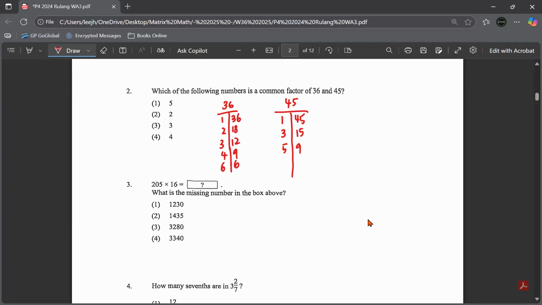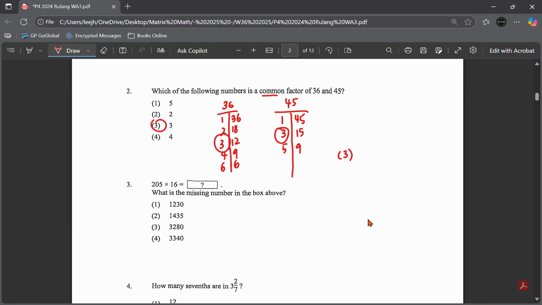So if you look at this, which of the following numbers is a common factor of these two numbers? 5 cannot, 5 is only in 45. 2 is only in 36. 45 doesn't have 2. 3, yes, we have. 4 is only in 36, 45 doesn't have it. So the answer is option 3.